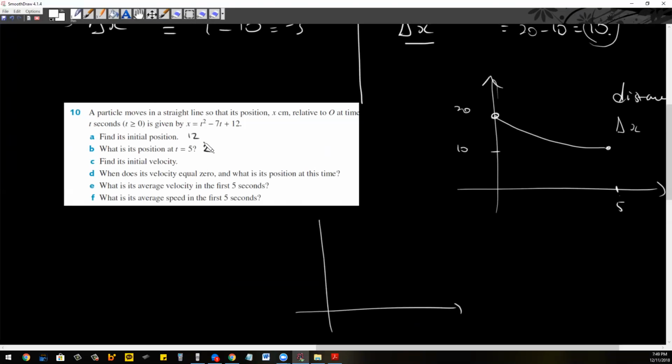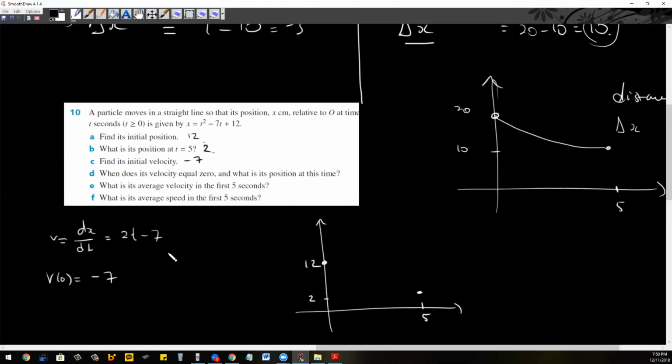So at the moment, we see that it starts from 12, and then 5 seconds later, it's at 2. Is that right? Yeah. Now, find its initial velocity. So just take the derivative. dx/dt, that's the velocity, which is equal to 2t minus 7. And then you have to plug in 0. What's v of 0? That's equal to negative 7.